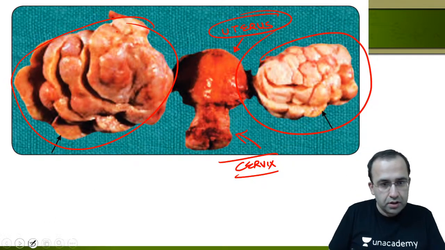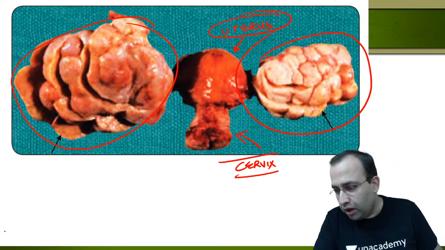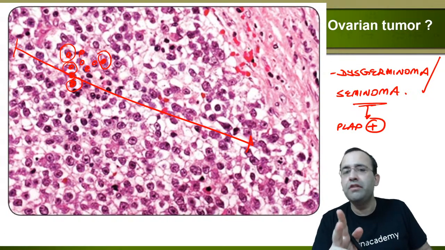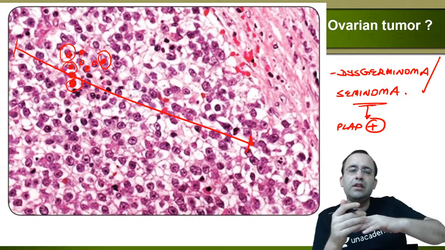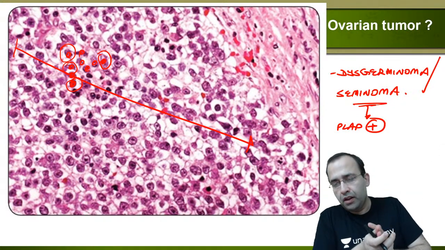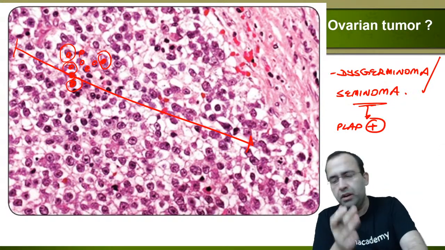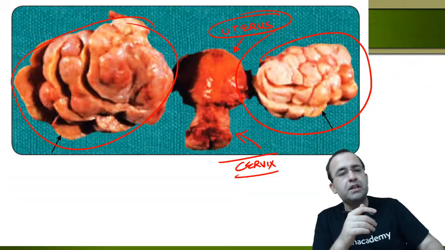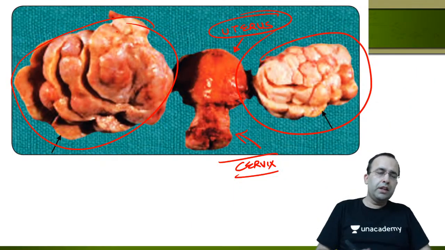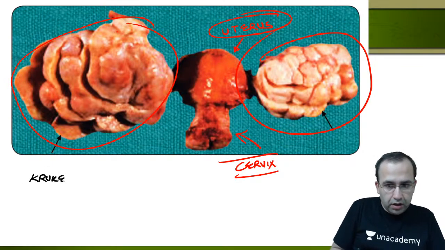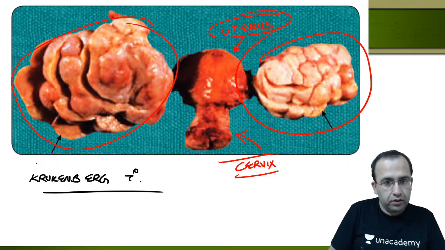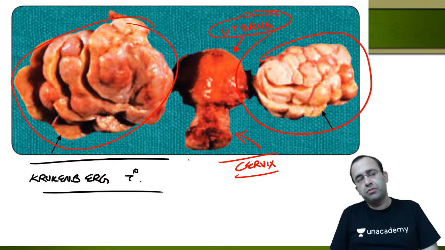Diagnosis. Before I go further, Shabnam, yes, LDH is also elevated in seminomas, I agree, but LDH is a non-specific marker. It is elevated in numerous tumors of the body. The specific marker for seminoma, PLAP, that would be the best answer, placental alkaline phosphatase. Next, it is a bilateral ovarian tumor, that is Krukenberg's tumor. This is a bilateral ovarian tumor, that is Krukenberg's tumor.